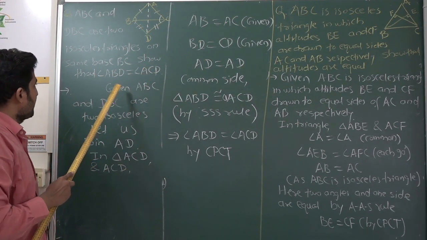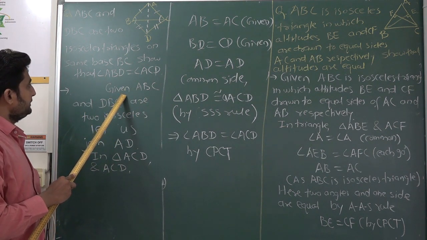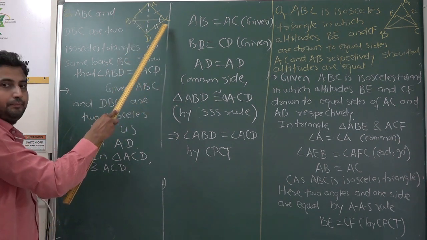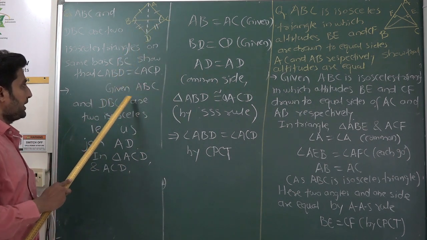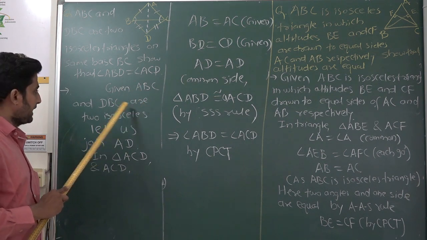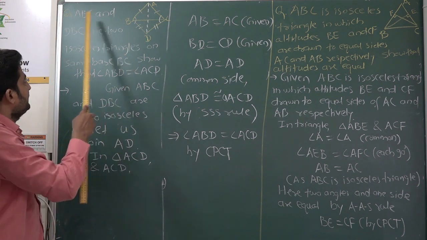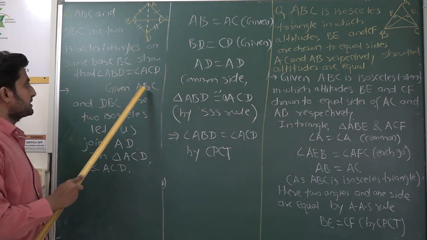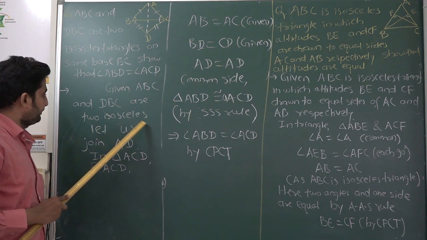Now, if you find the solution here, what is given? It is given that ABC and DBC, we are dealing with these two triangles, ABC and DBC. They are isosceles triangles, which is given in the question itself.